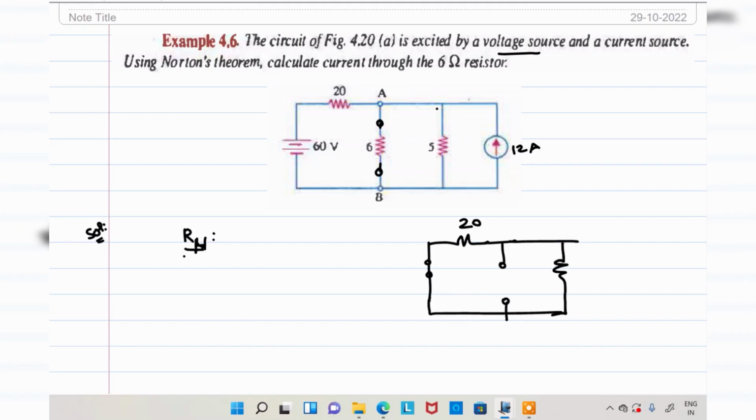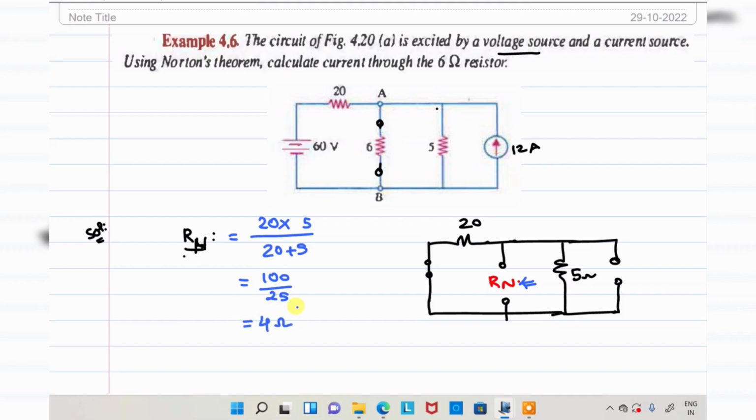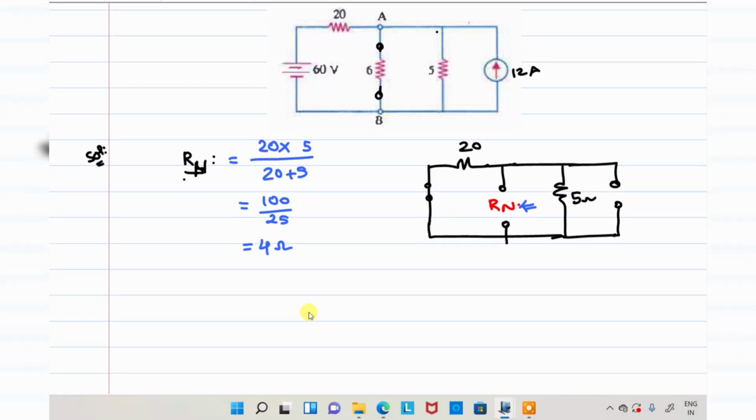And this is 5 ohms. The current source should be open circuited. The resistance between these 2 terminals is nothing but RN, right? So RN is equal to, we can see from here, these 2 are connected in parallel: 20 into 5 by 20 plus 5, that is equal to 100 by 25, which is 4 ohms. For your understanding, I explain slowly. In the examination, you can speed up the calculations.